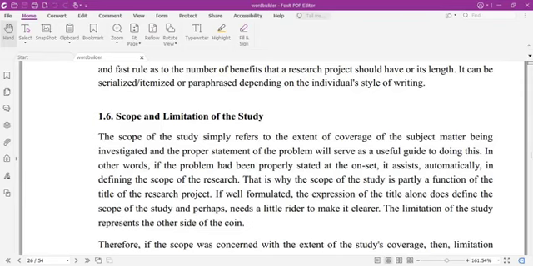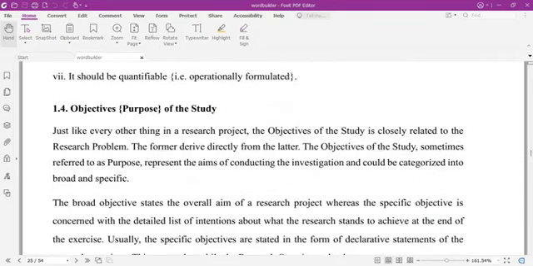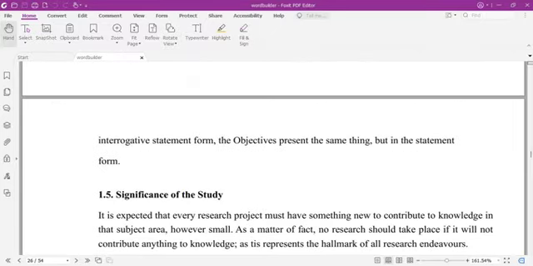If well formulated, the expression of the title alone does define the scope of the study and perhaps needs a little rider to make it clearer. The limitation of the study represents the other side of the coin. Now, before we continue, let me just list down what we have talked about and then get into this scope of the study. You know, we are still in objectives, okay?